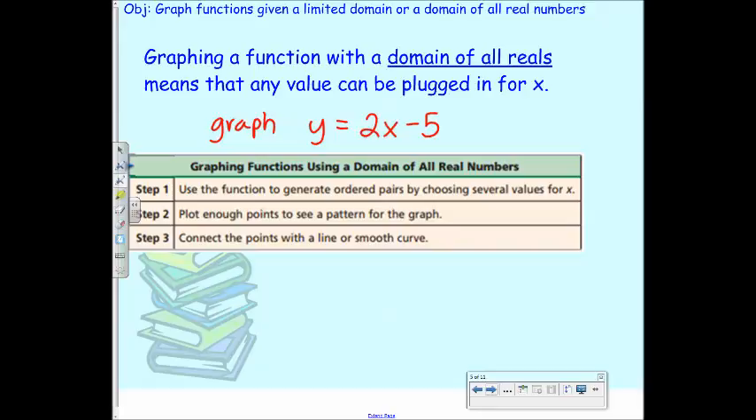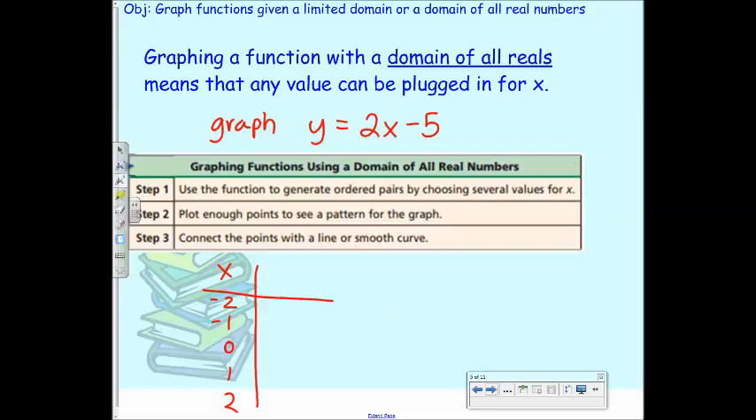However, I'm going to ask that you pick 5. You're going to have to do 5. And I'm going to recommend that you pick a couple negatives and a couple positives. So whenever I do this, I pick these 5 numbers: negative 2, negative 1, 0, 1, and 2. Why do you think I want you to pick some negatives and some positives? So you can learn? Okay.